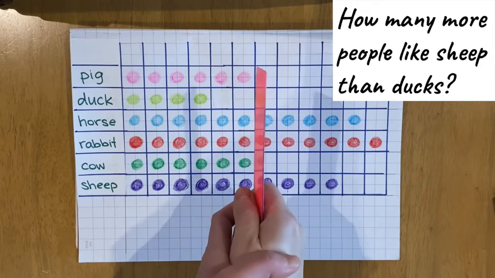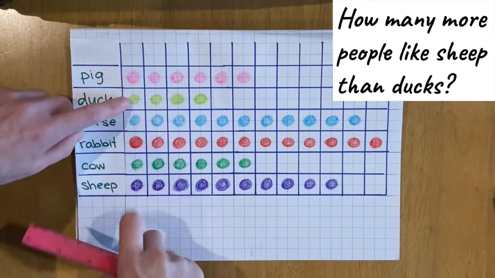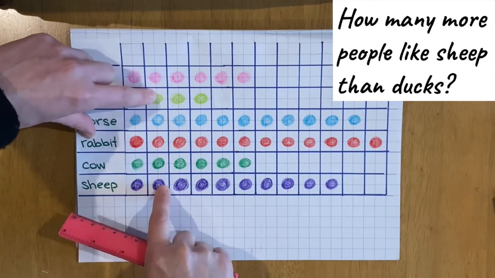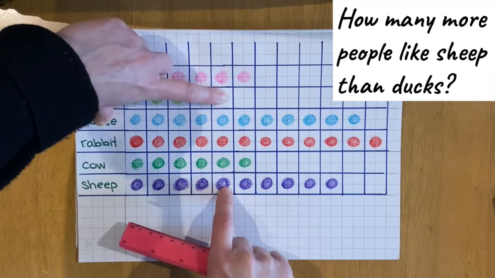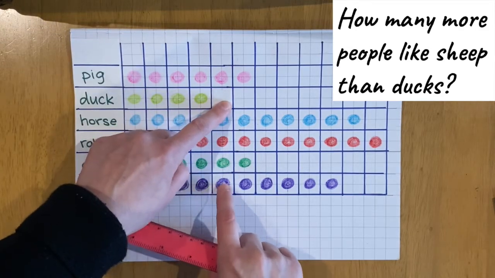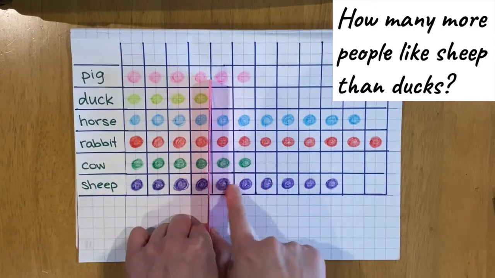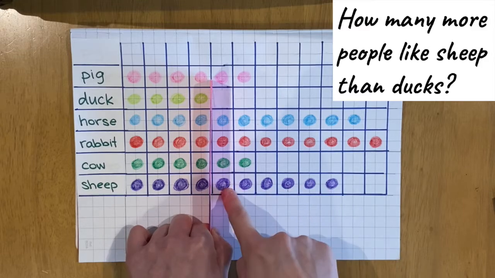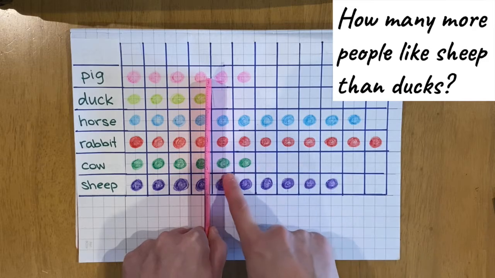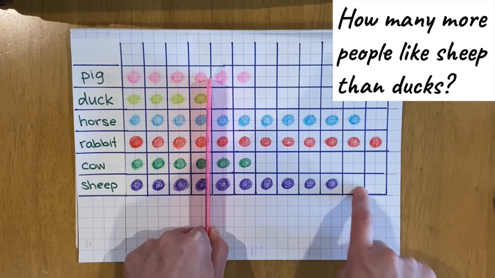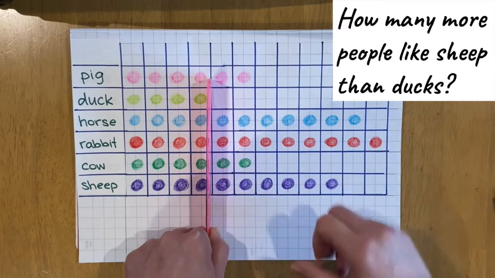Okay, so we're going to get our karate chop ruler out. Sheep and ducks. So we're going to look at these two bits here. So this is the same, this is the same, this is the same, this is the same. Oh, there's no dot here and there's one here. So this is where it's different. So we're going to chop here. Then we're going to look at these extra bits. 1, 2, 3, 4, 5, 6. So 6 more people like sheep than ducks. 6 more people. Same answer as before.